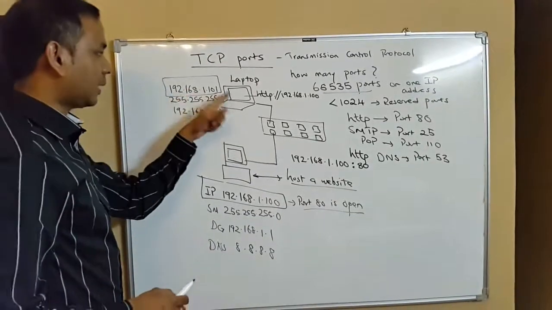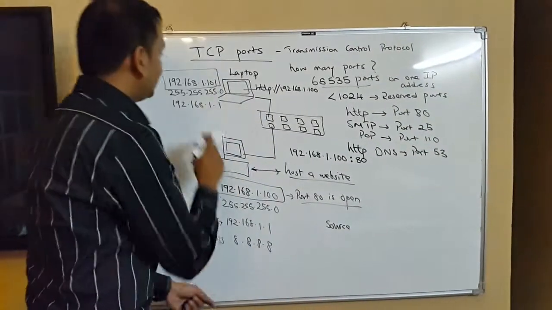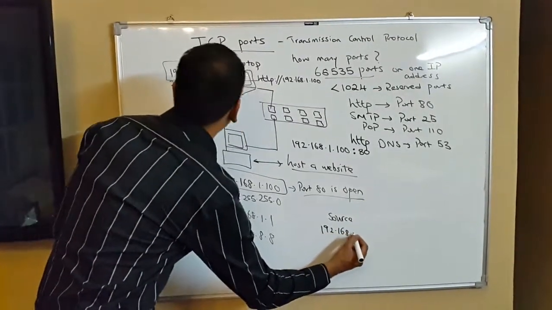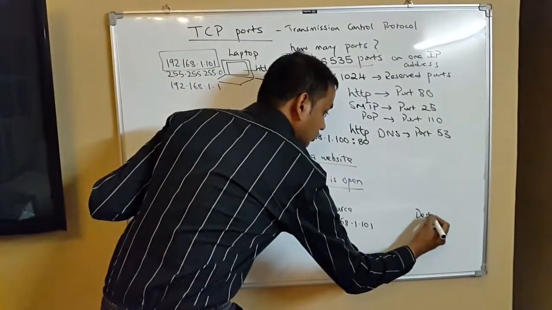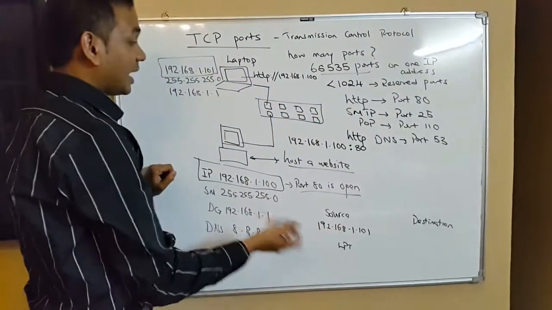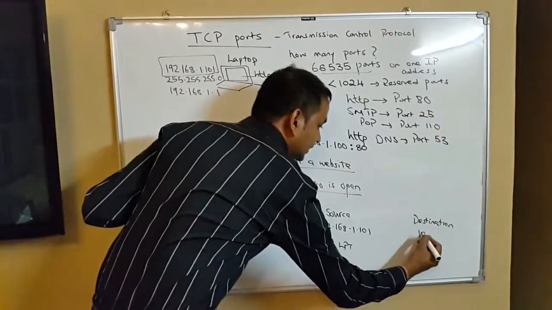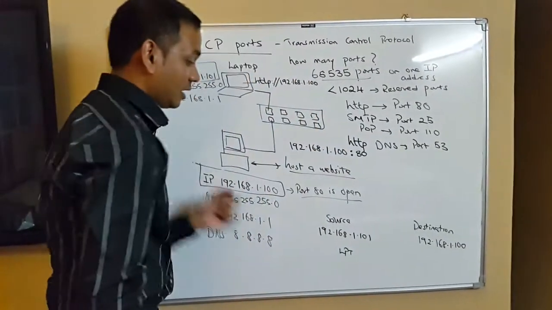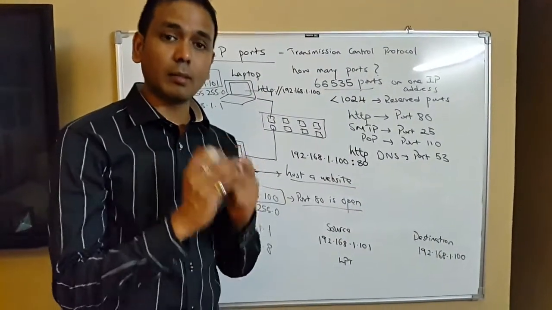This laptop's IP address is the source. This source IP address is 192.168.1.101. My destination is the PC I am going to access. What is the IP address of that PC? It is 192.168.1.100.